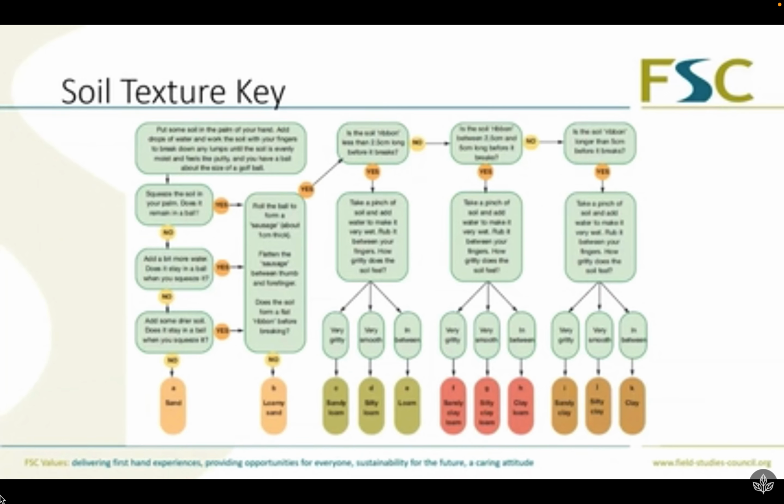The good news is that we can use a simple key to help us determine the texture of the soil. We call this type of key a dichotomous key. You have a copy of this key in your handouts, so you will want to make sure that you've got it in front of you now, ready for the next part of the video.